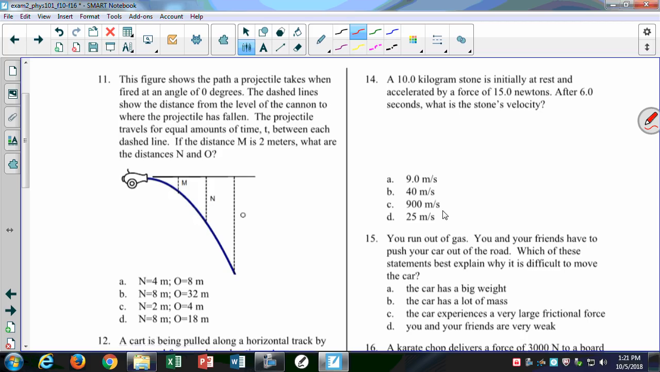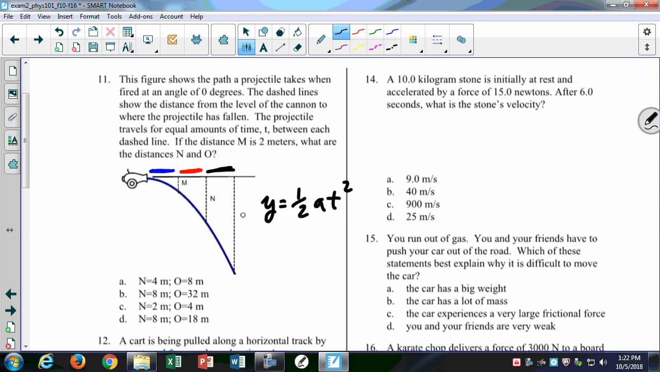Equal amounts of time go between these two. So we can call this, say, t equals 0. It doesn't really matter what the t is. We just have equal amounts of time between here and here and here. These are all equal amounts of time. And so I want to know what are the distances for n and o. So I'm looking here at y. Y is equal to 1/2 a t squared. So here, I know this is 2 meters. At this point, I've doubled the time.